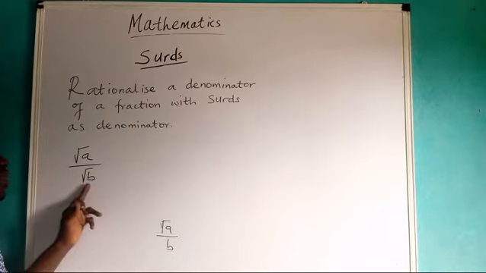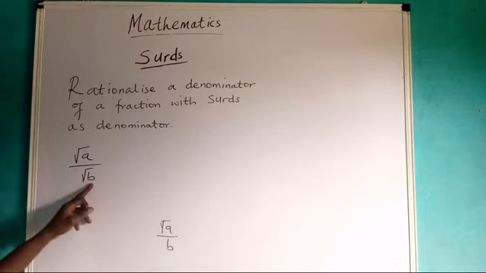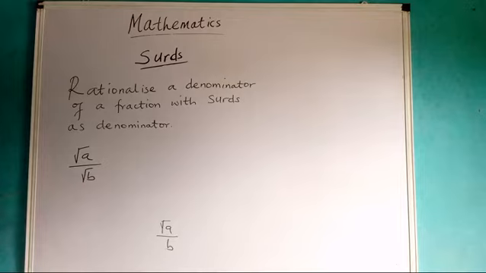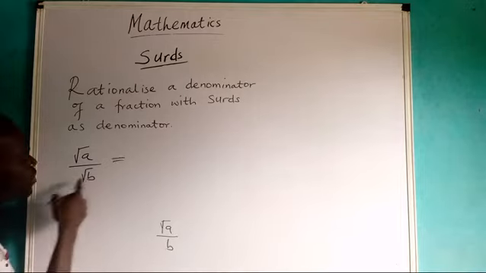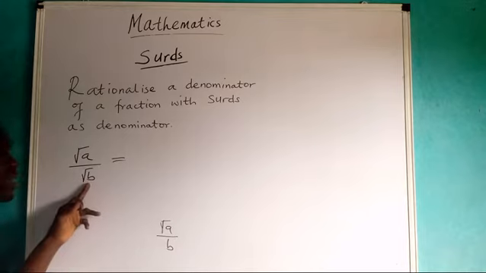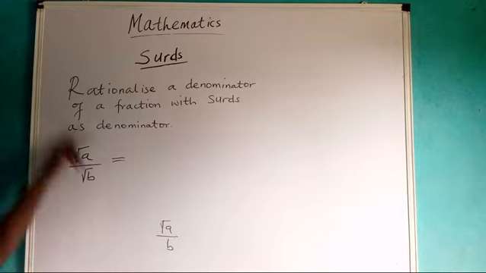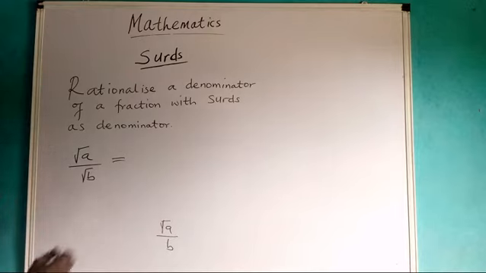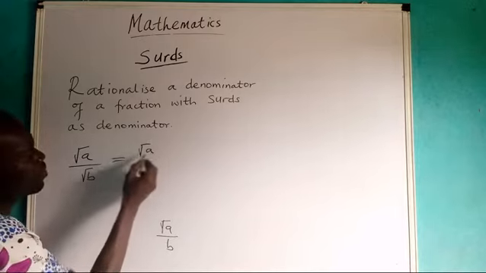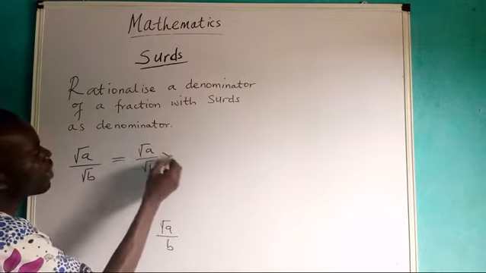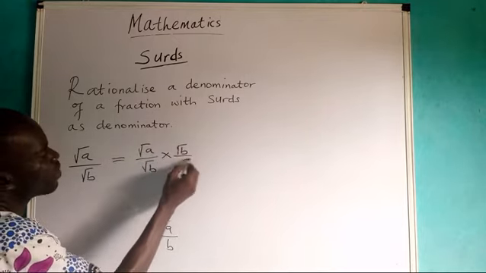But for this, since there is a root on B, and B is a denominator, and it is a surd coming as a denominator, therefore we rationalize. We simply use the surd, which is the denominator here, to multiply the fraction. And it becomes root A over root B times root B over root B.